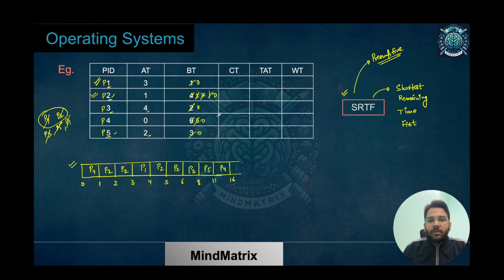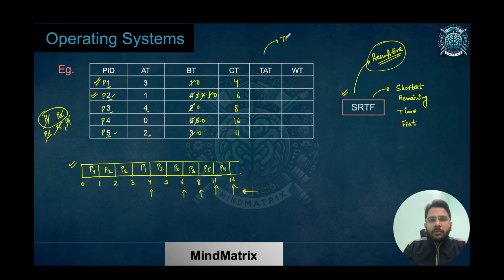Now let's find the completion time. In case of a preemptive CPU scheduling algorithm, always try to scan from the right-hand side, going from right to left, so that you don't make any mistake while writing the completion time of the process. Clear? The completion time of P1 is 4. P2 is 6. P3 is 8. For P4, it is 16. For P5, it is 11.